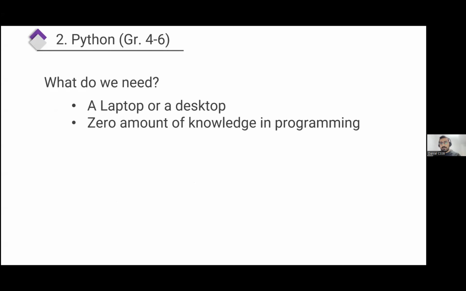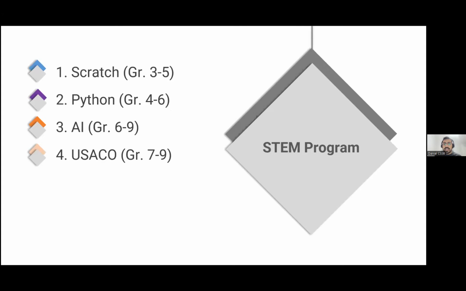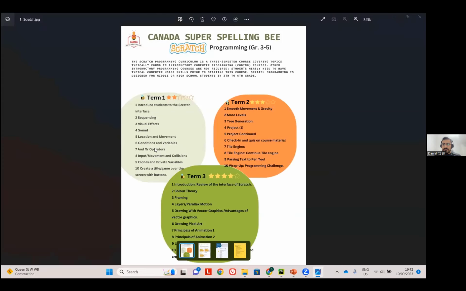So again, we just need a laptop or desktop and zero programming knowledge. This is going to be very good for grades 4 to 6, now that they have an abstract understanding of what a step-by-step algorithm is through Scratch. So the next level is actually going professional and working with a programming language, which is going to be Python. This is going to be the first step, and all they need is a Gmail account. They don't need to install anything on their computer. We're going to use something that is free and available for everyone, which is Google Colab. And it's going to be the Python series, so we can also see the poster and see what is going to happen here.